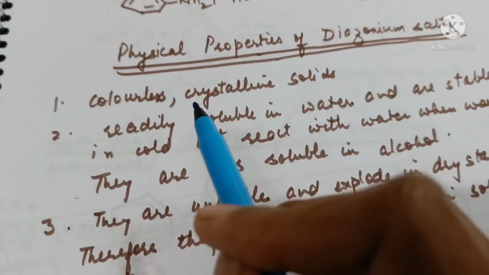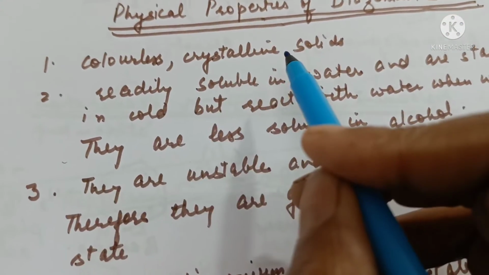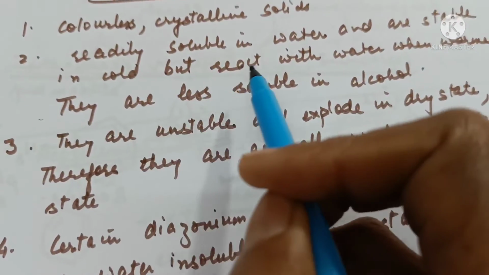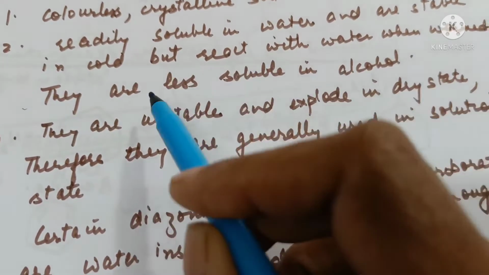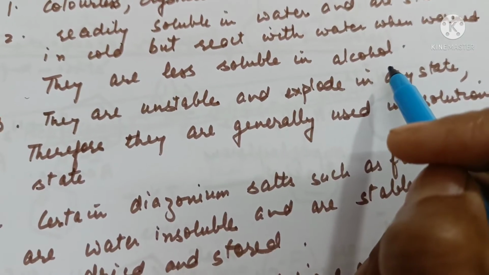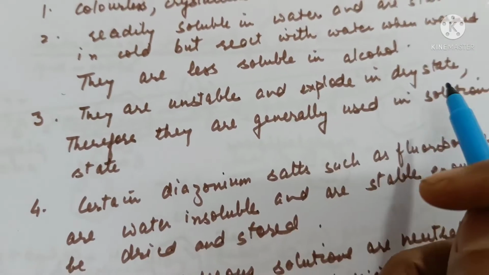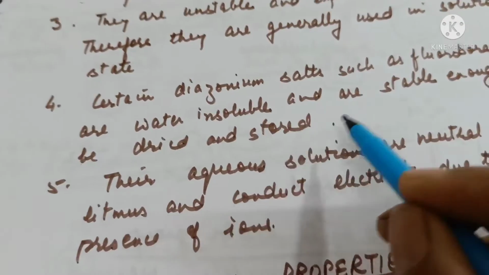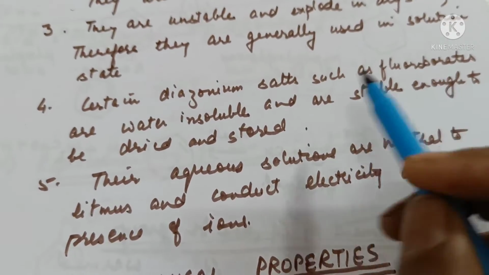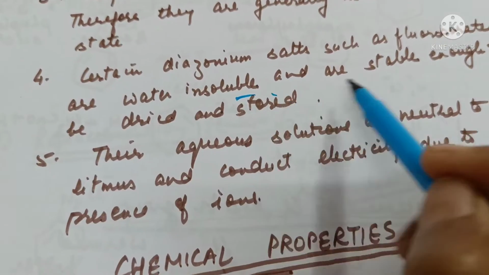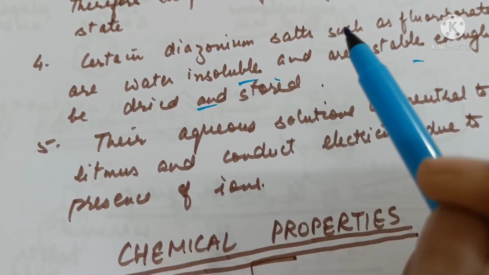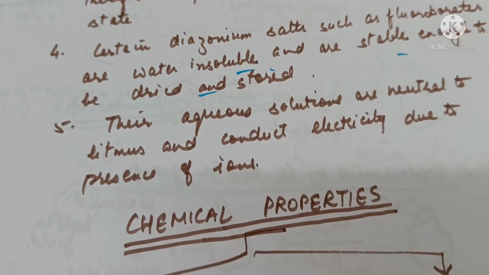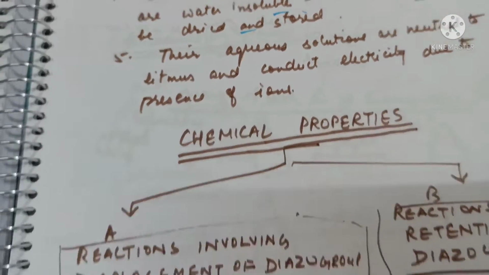Physical properties of diazonium salts: they are colorless crystalline solids, readily soluble in water and stable in cold but react with water when warmed. They are less soluble in alcohol. They are unstable and explode in dry state, so they are generally used in the solution state. Certain diazonium salts such as fluoroborate are water insoluble and are stable enough to be dried and stored. Their aqueous solutions are neutral to litmus and conduct electricity due to presence of ions.